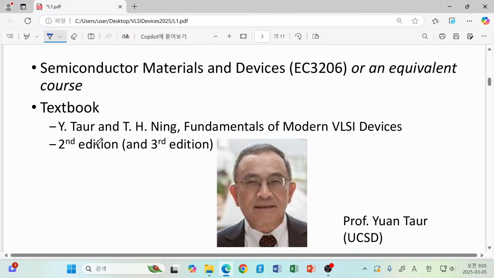As a textbook, I will use Professor Tower's book. The latest version available is the third edition, but I will use just the second edition. If we have new materials added in the third edition, then I will just add them to this year's lecture contents. But I guess that more or less the physics is given, so the second edition is enough for our purpose.